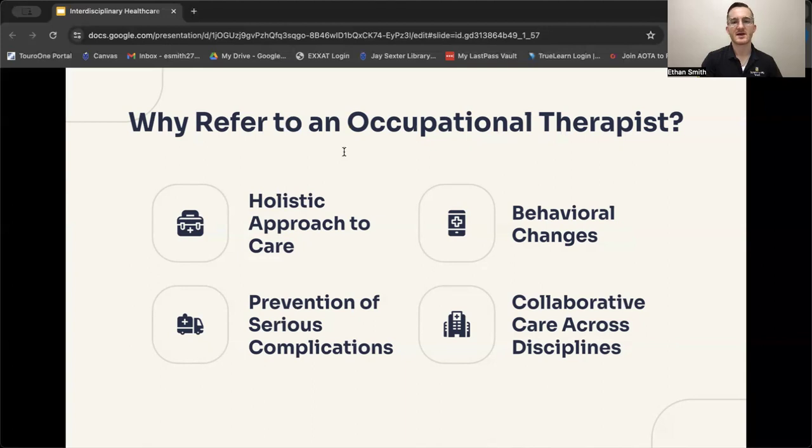Lastly, collaborating with occupational therapists allows endocrinologists and other healthcare providers to offer comprehensive and integrated care to their diabetic patients. OT clinicians can communicate treatment progress, identify potential concerns, and make appropriate referrals to other members of the healthcare team as needed.